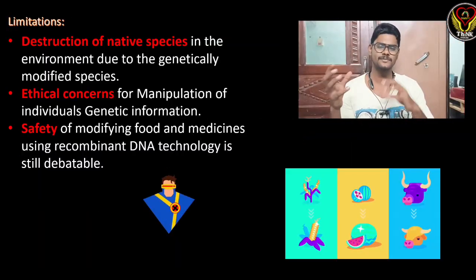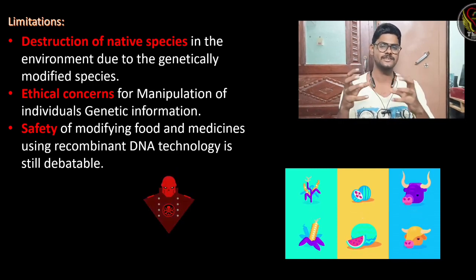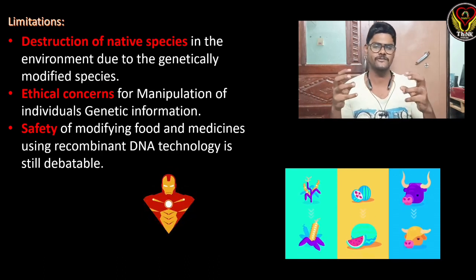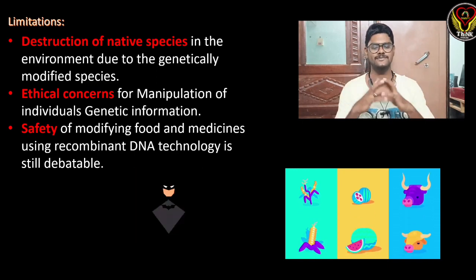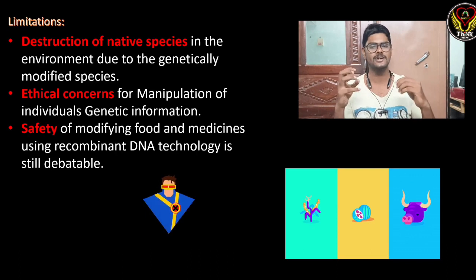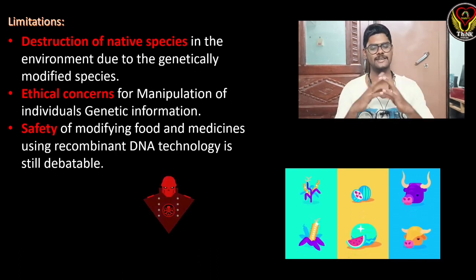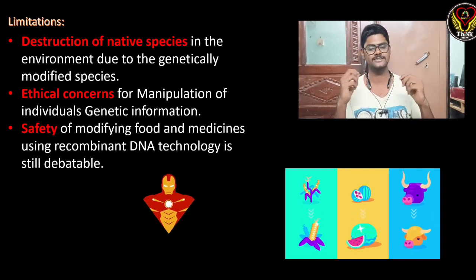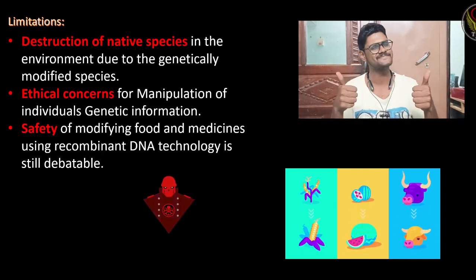Like applications, there are some limitations also for this rDNA technology. There is a destruction of native species of organisms in the environment due to genetically modified organisms. As these genetically modified organisms are more efficient, they are suppressing the growth of native organisms. Second is ethical concern for manipulation of individual genetic information. We can't easily manipulate others' genetic information, so there are some ethical issues. And the safety of the modified food and medicines made using rDNA technology is still debatable. Safety is also one of the limitations of this rDNA technology.